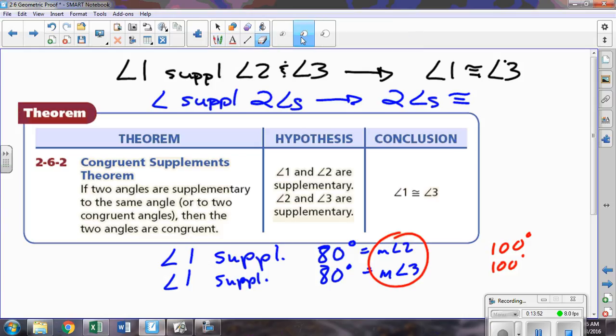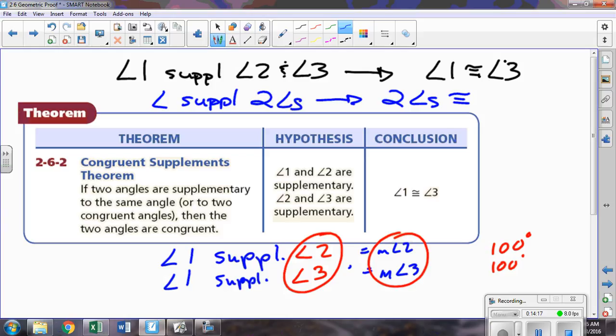Basically, this theorem is building around the idea that we don't need to know the actual numbers. If we know angle 1 is supplementary with angle 2, and we know that angle 1 is supplementary with angle 3, it doesn't matter how big angle 1 is. We don't need to know the number for it. It's enough to know that these two pieces will have to be the same because of a relationship like the one we were just looking at.